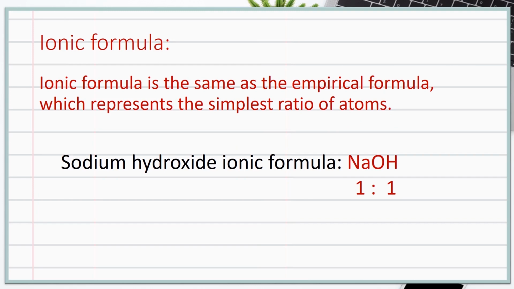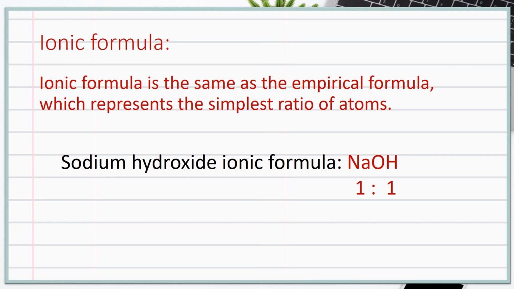Now moving to ionic formula. For most ionic compounds, the ionic formula is the same as the empirical formula. It is the simplest ratio of atoms. For example, sodium hydroxide has the ionic formula NaOH. Notice, this is the simplest ratio of atoms.